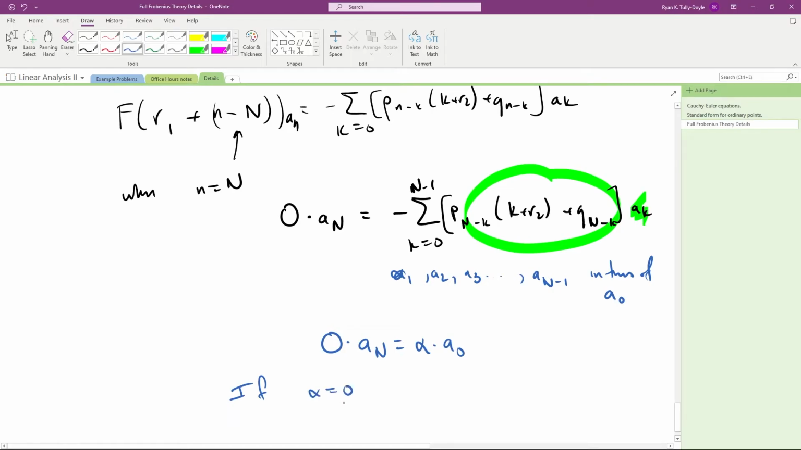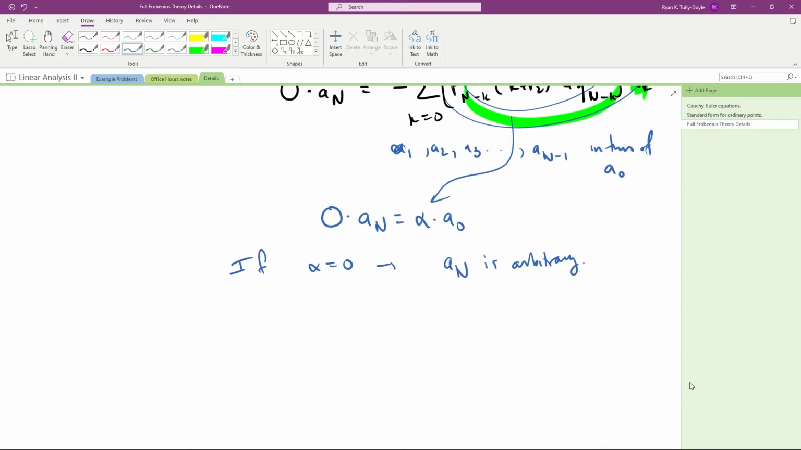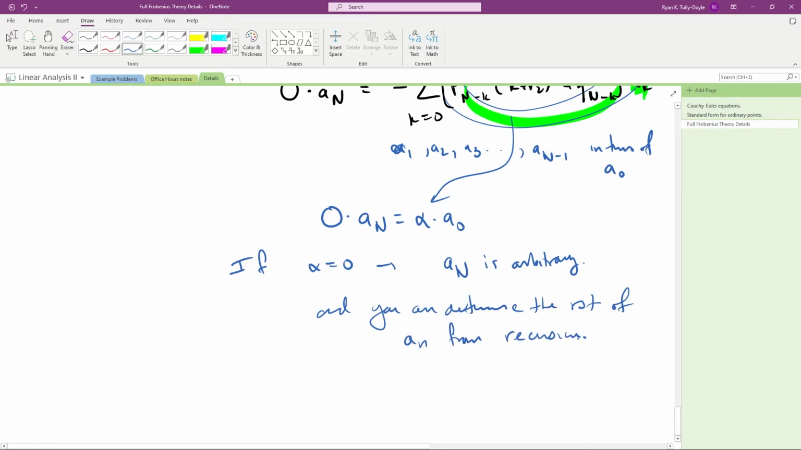If alpha happened to be equal to 0, if you combined all of these coefficients together and ended up with an alpha equal to 0, then that means a_N is arbitrary. And then you can just keep grinding the recurrence relation to figure out all the terms that come after it. So a_N is arbitrary, and you can determine all the rest. More generally, it's going to be the case that alpha is non-zero.